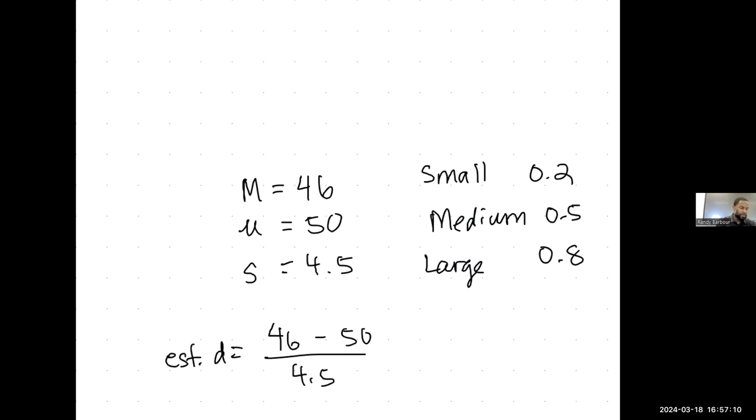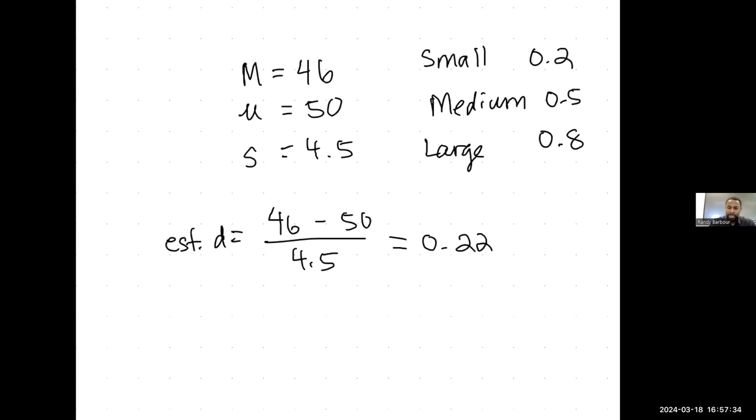So you should get 4 divided by 4.5, and you get a pretty small effect size, 0.22. All right. So with that being said, if it's 0.22, we see that it's a really, really small effect size.